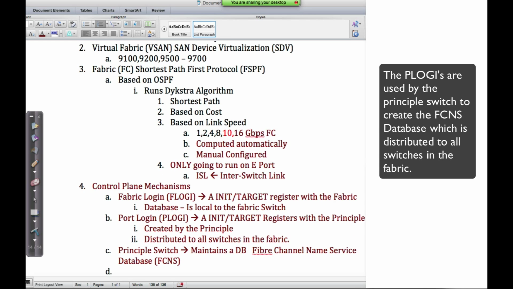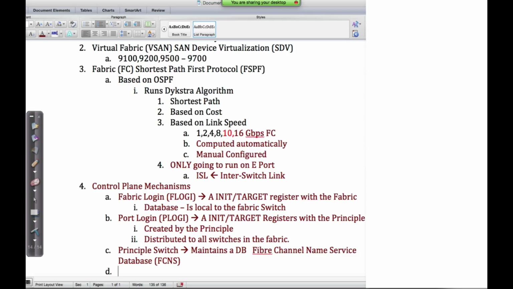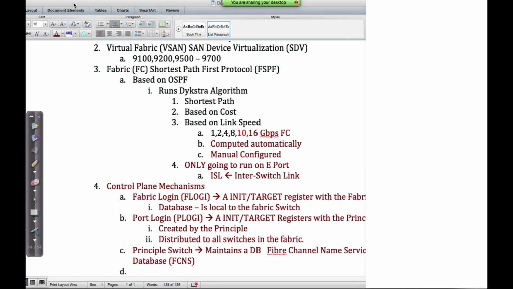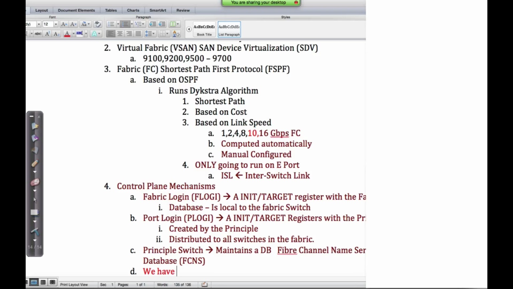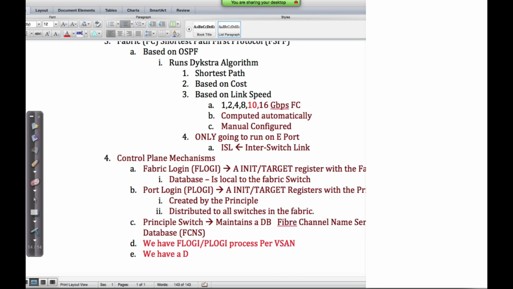So again, there's a lot of moving parts to this process, and these are things that I want to be able to work with. But the single most important thing that we need to understand here, and I'm going to put that in red, is the fact that as we look at this, we have a FLOGI process and a PLOGI process per vSAN. And it's also important to understand that we have an FCNS and FLOGI database per vSAN. So everything with regard to these control plane mechanisms is going to be considered vSAN centric.